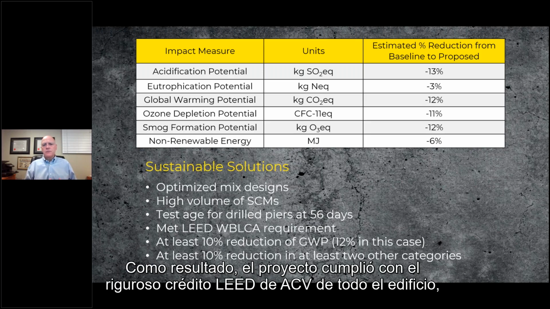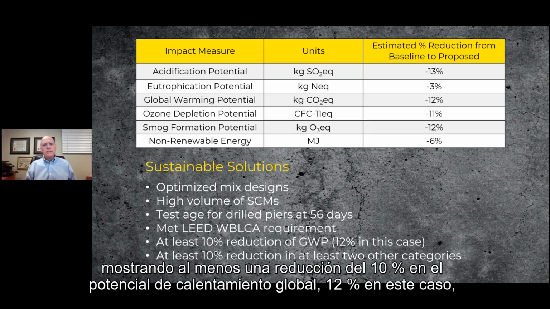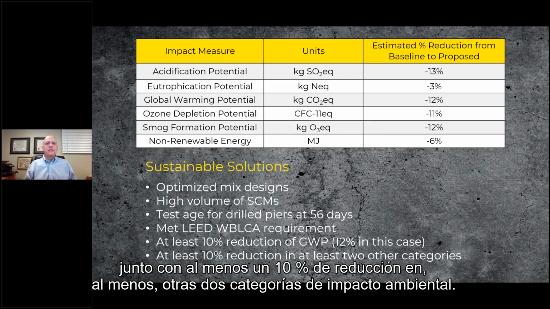As a result, the project met the rigorous LEED whole building LCA credit by showing at least a 10% reduction in global warming potential, 12% in this case, along with at least 10% reduction in at least 2 other environmental impact categories.